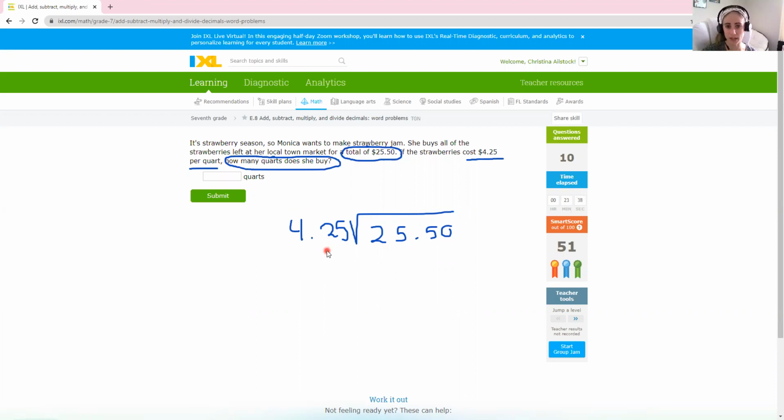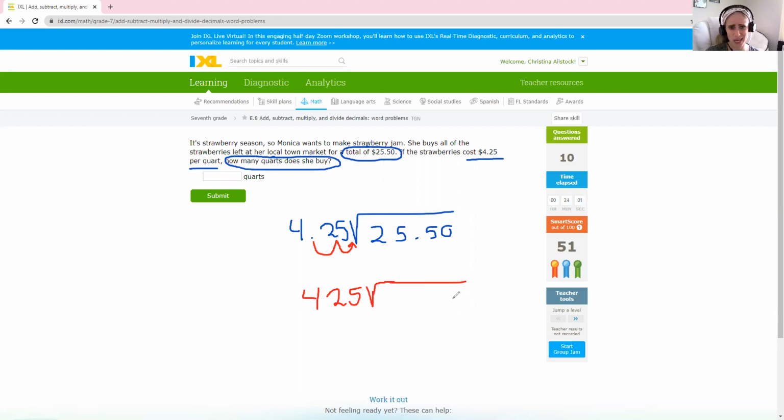I need to rewrite this problem and move the decimal so my divisor, what I'm dividing by, is no longer a decimal number. So we need to move that 2 places. So instead of it being $4.25, it becomes 425.